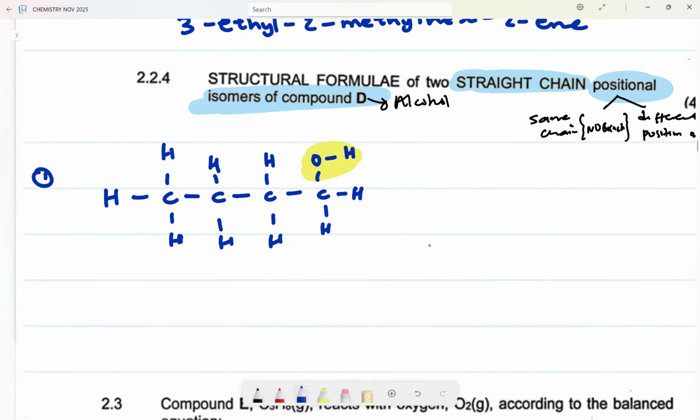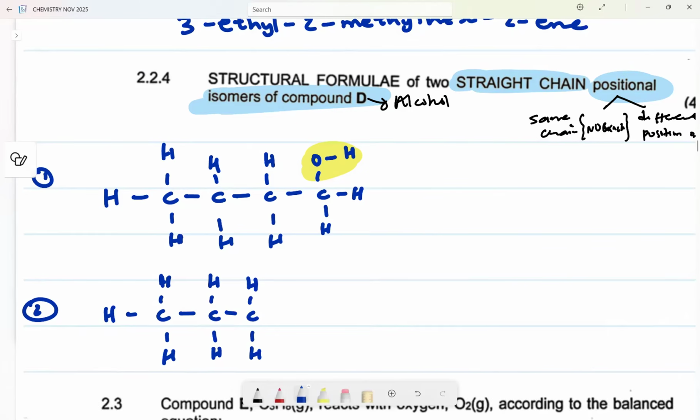Now, the second one, we just change the position. We take the position to number 2. This is what we were required to do. Let's take OH to this position here, and then have H, H, H. This is in position number 1. This is in position number 2. Hence, now we have positional isomers. And by the way, they are straight chains, no branching. So you have one independent factor, which is the position. The type of isomerism is positional isomerism.